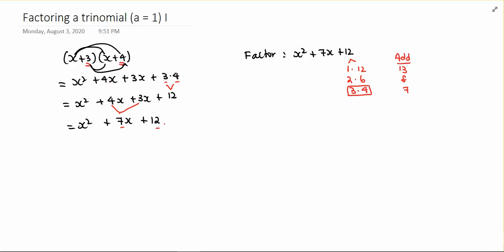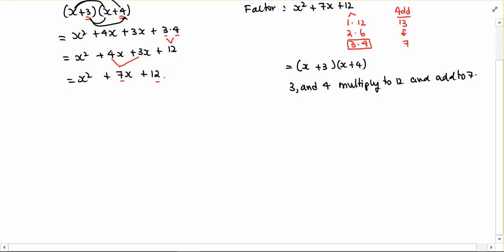So I could say, okay, fine. So that means that I can write this as x plus 3, x plus 4. Now it doesn't matter whether you write the 4 first or the 3 first, but that's the answer, x plus 3 and x plus 4. In other words, 3 and 4 multiply to be 12 and add to be 7.